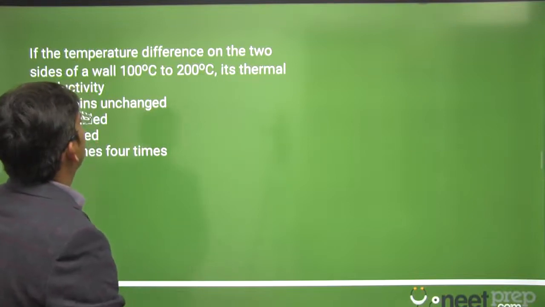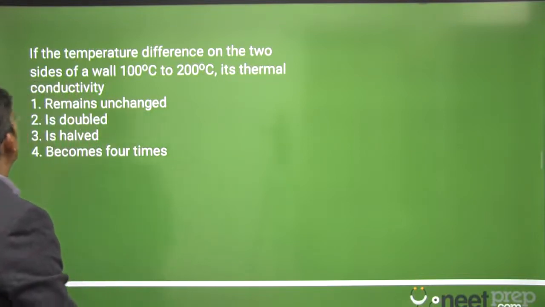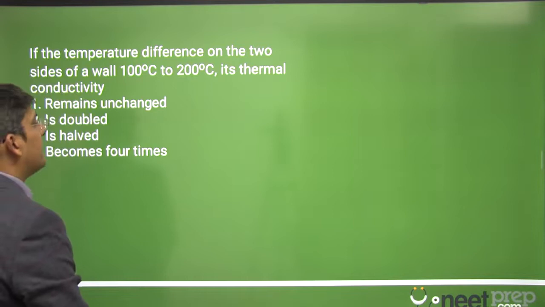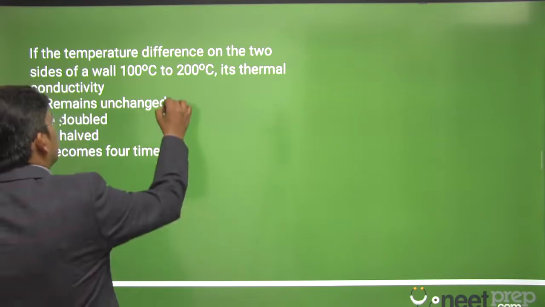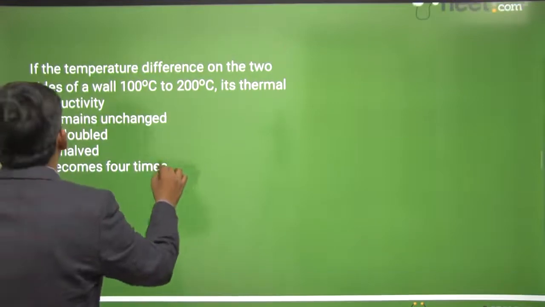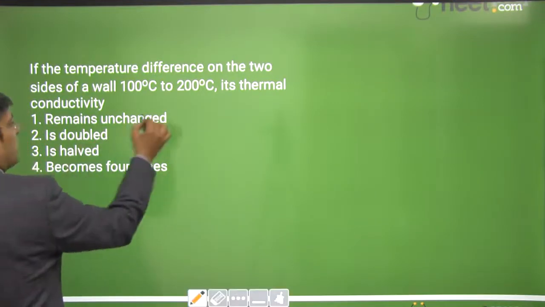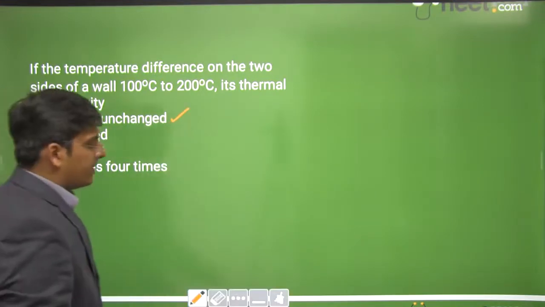If the temperature difference on the two sides of a wall are 100 degrees Celsius and 200 degrees Celsius, its thermal conductivity, see, thermal conductivity is a constant. It is not going to change if we change the temperature. It depends on the nature of the material, right? So K remains the same.